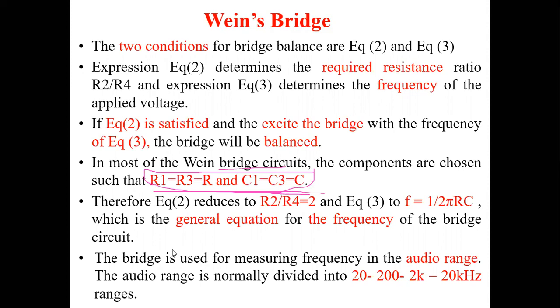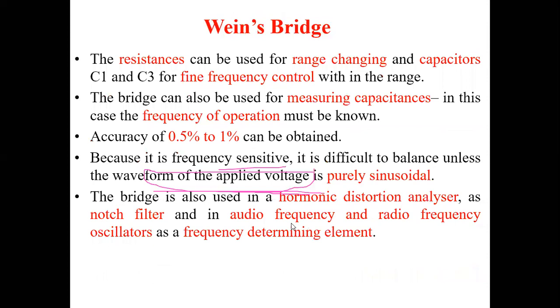So this bridge is used to measure frequency in the audio range, and this audio range is normally segregated into 20, 200, 2K and 20 kilohertz ranges. These ranges are segregated by using the resistances, and for frequency control we use the capacitors. So this bridge is not only used for measuring the frequency, but it can also be used to measure the capacitance value. But we have to know the frequency of operation.